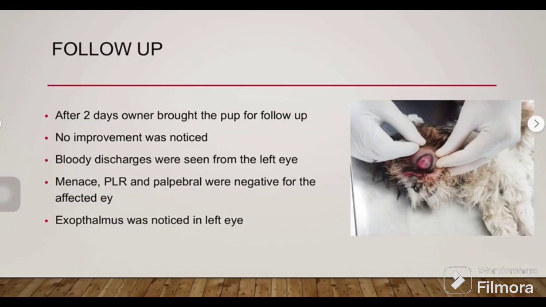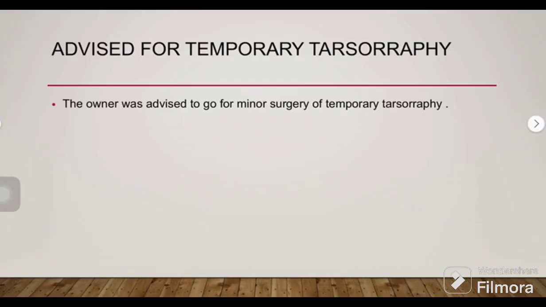So, follow up. After 2 days the owner brought the pup for follow up, and there was no improvement in the condition, and the owner said that bloody discharges in the left eye were noticed. The same menace, PLR and palpebral reflexes were negative, and we can also see that protrusion of the eyeball is also there. Exophthalmos was also noticed in the left eye. So we advised temporary tarsorrhaphy for this case.